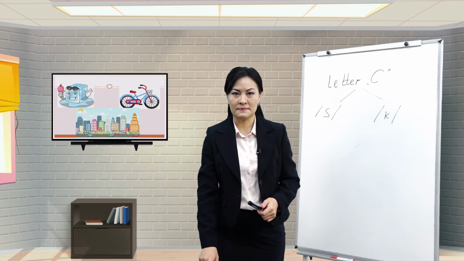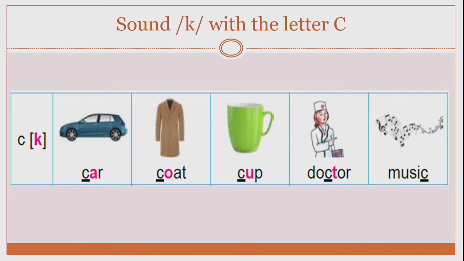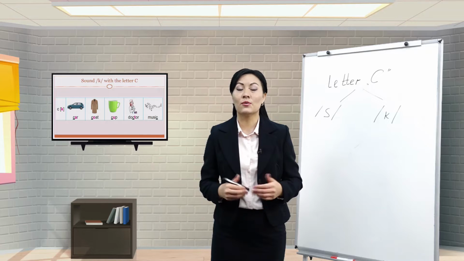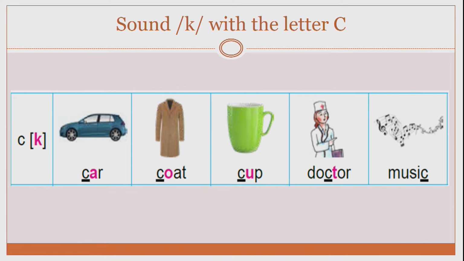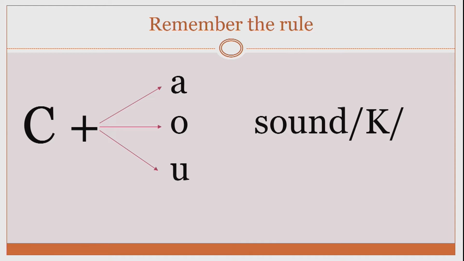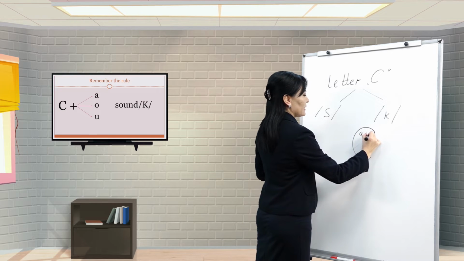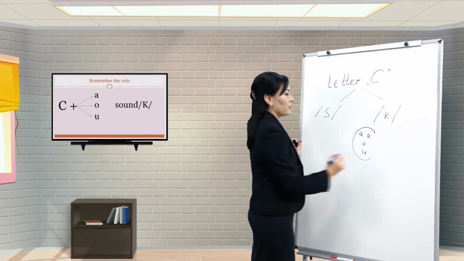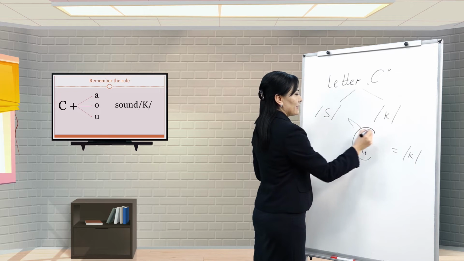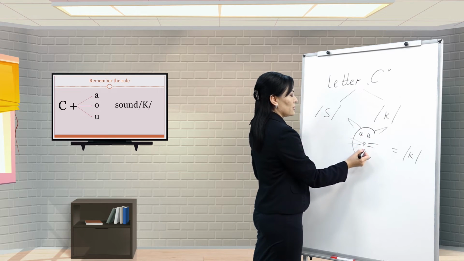Can you look at the spelling of the words and make up your own rule? Look at the spelling. Well, what rule can you make? Right. C plus A plus O plus U makes sound K. Let's draw a rule. Letter C followed by letters A, O, and U, we make sound K. Let's make a cat. Remember the rule. Letter C with letters A, O, and U produce sound K.